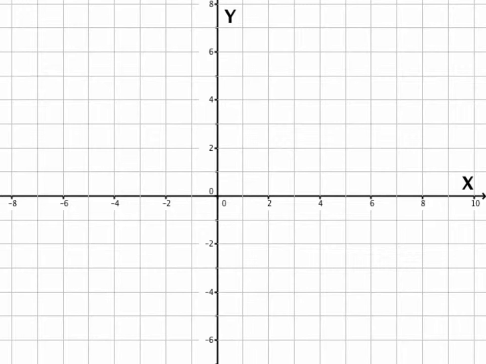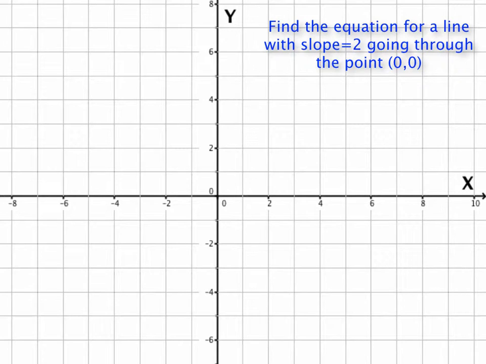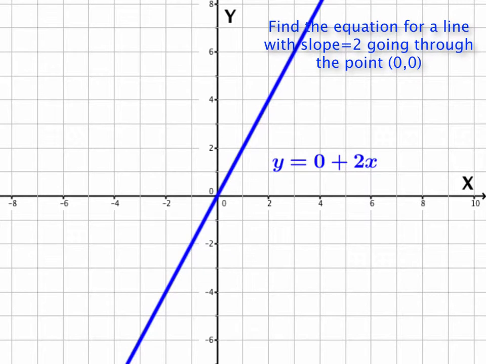Alright, to begin, we're going to find the equations for some graphs that will be lines having a specific slope, all going through the origin. So for instance, let's find the equation for a line whose slope is 2 containing the point 0, 0. What's really nice about this is that if it contains the point 0, 0, that means that's the y-intercept of this graph. So we're looking for the equation of a line whose y-intercept is 0 and whose slope is 2. Well, I think that equation is going to be y equals 0 plus 2x, or just y equals 2x. And here's what the graph will look like.